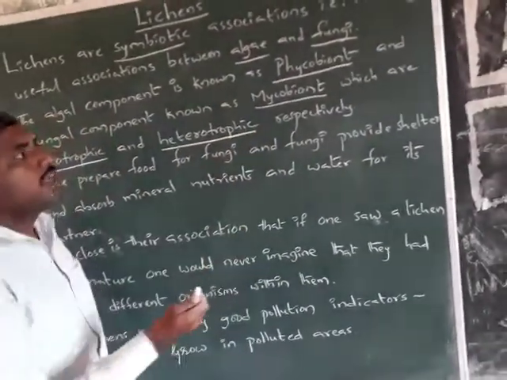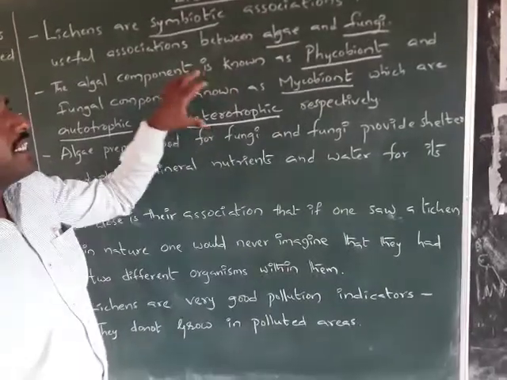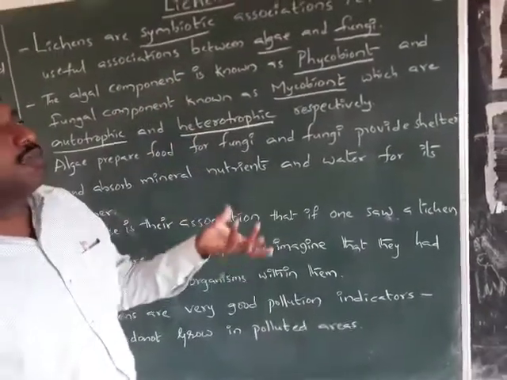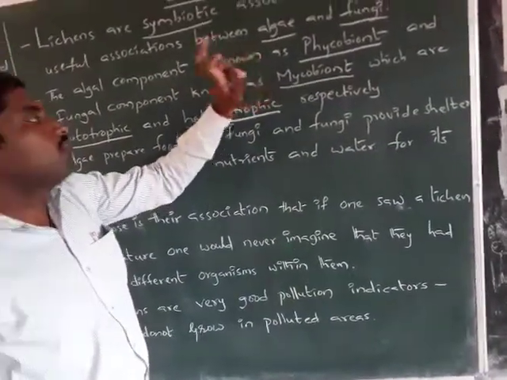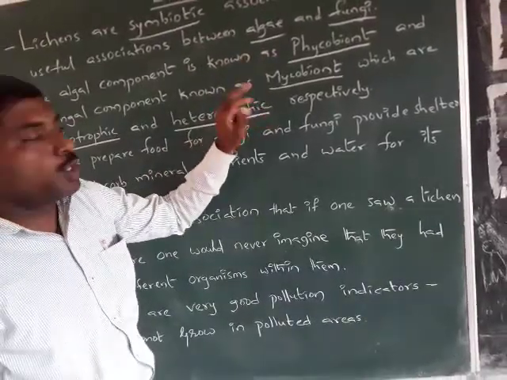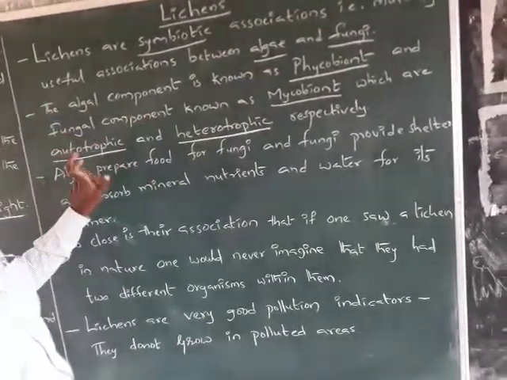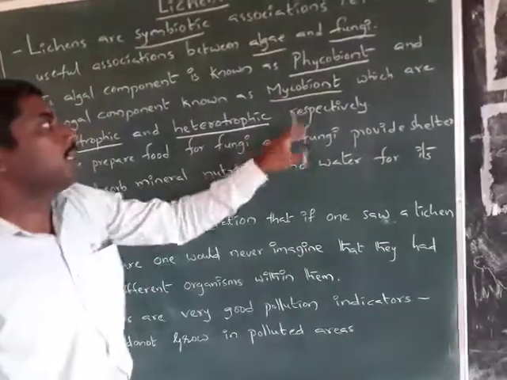heterotrophic. Why? Because lichens have both organisms. One is algae, which is autotrophic, and the other is fungi, which is heterotrophic. That's why they are autotrophic and heterotrophic respectively.